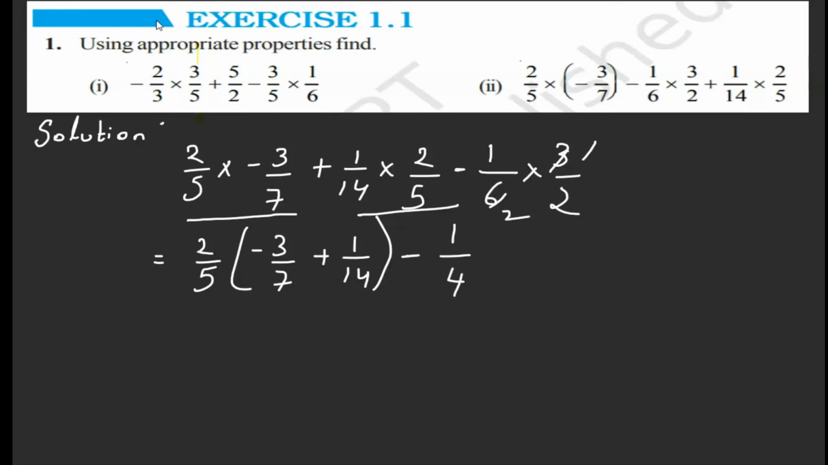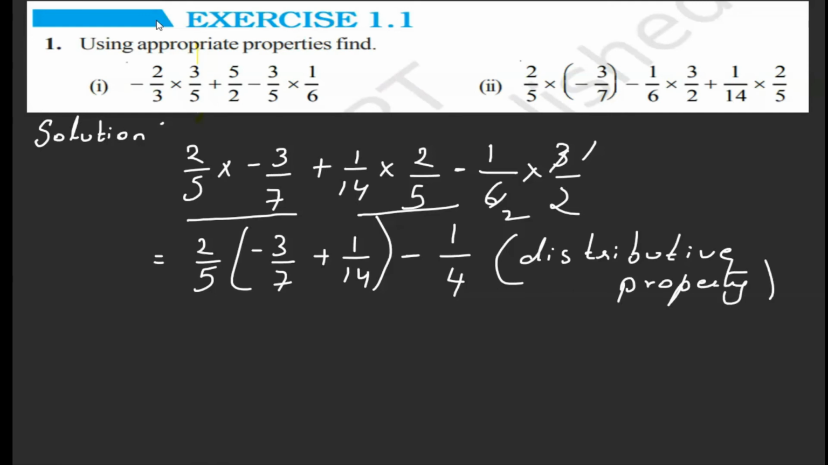So students, what property are we using over here? We are using distributive property, as in the first part. Distributive property. Proceeding forward, 2 by 5. We take the LCM inside the brackets. 7 and 14, LCM 14. LCM of 7 and 14 is 14.